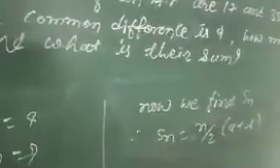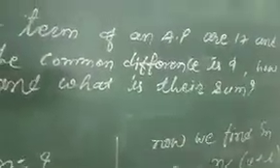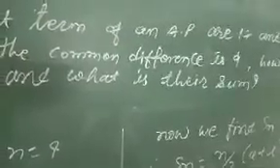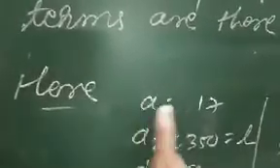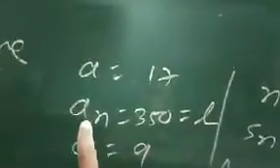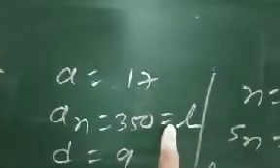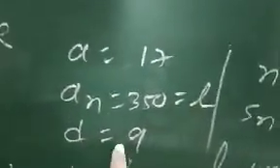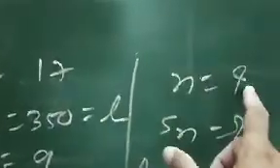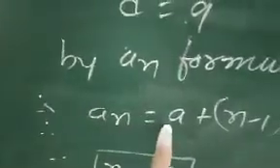It means we find again the number of terms and the sum of the first term. So as per the data from the sum we write here a is equal to 17, then last term, it means an is equal to 350, it is also l, and common difference 9. So we find first n is equal to and Sn equal to. By the an formula, it means last term formula, we find n. So we write here an is equal to a plus (n minus 1) d.